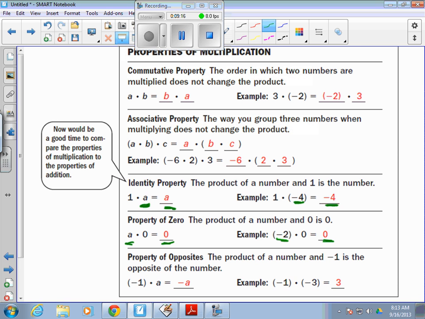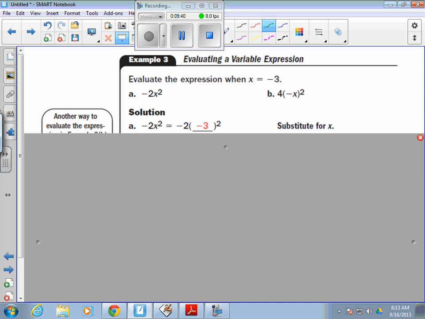And then the product of opposites says the product of a number and negative 1 is the opposite. So negative 1 times the number A, which we don't know its value, becomes negative A. Negative 1 times the number negative 3, notice it becomes positive 3. That's the opposite. We understand what opposites mean. That's the opposite of negative 3. So that's the property of opposites.